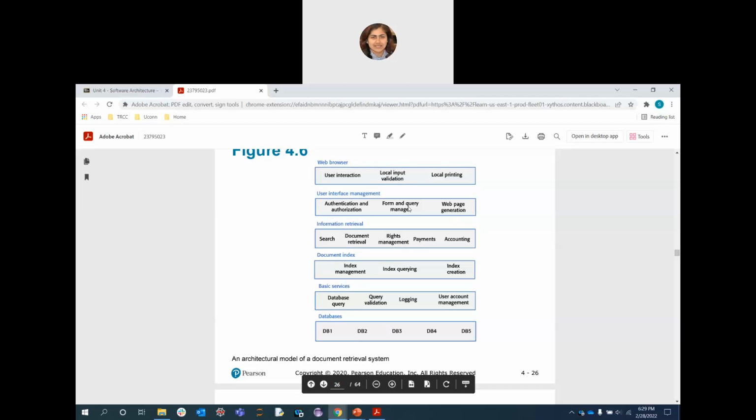So in each layer, every component, let's say user interface management, has authentication and authorization. So it deals with all the aspects of the specific authentication policies. Then there is a form or query manager, which basically deals with the form or querying aspects. Web page generation basically deals with the web page generation aspect. So web page generation doesn't deal with the functionality of authentication or authorization, nor the form or query manager. They have their unique functionality and are handled with their unique component organization.